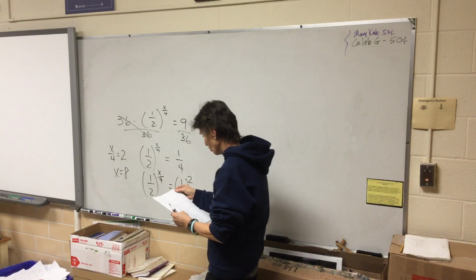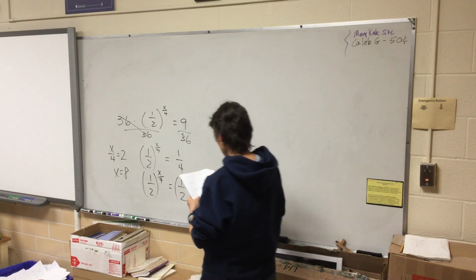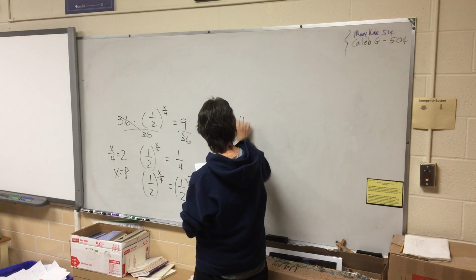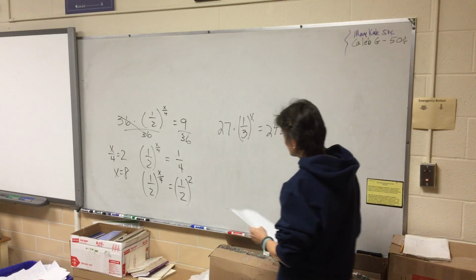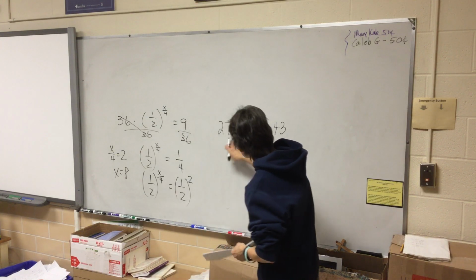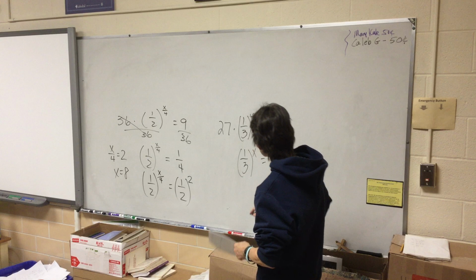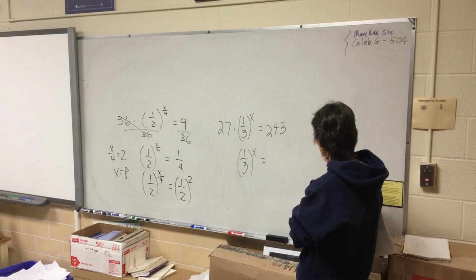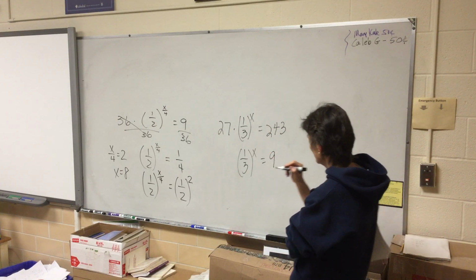Oh my, there's a bunch more here. Oh, and some of them are different. All right, let's get H and I done here and see what's happening after that. So 27 times 1/3 to the x equals 243. This is just like what Caden had. We're going to divide by 27. So 1/3 to the x equals 9. Is it 9? Yeah, thank you.